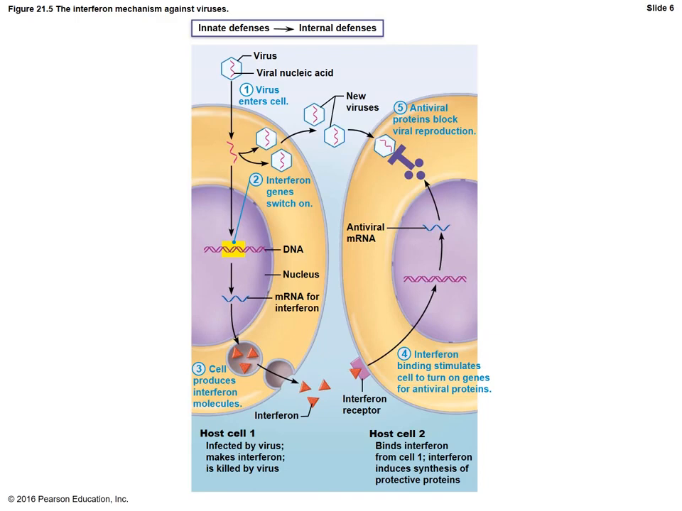And so this diagram is just showing how it is very effective in this defense mechanism for you. So here's the virus. It enters into your cell. It's going to take over the machinery of your cell. And what happens is these interferon genes are switched on. At this point, the cell is going to produce these interferon molecules. It's a chemical. It gets released.